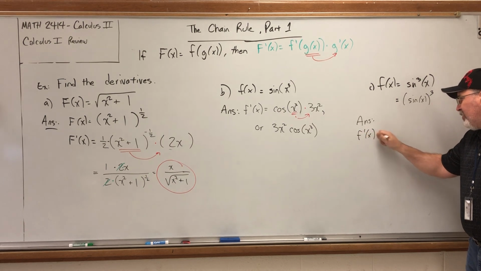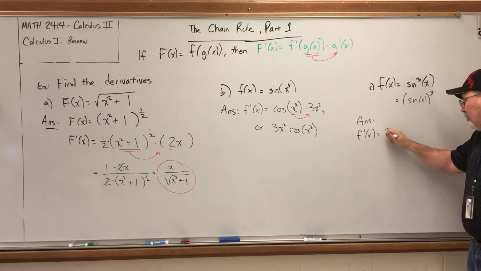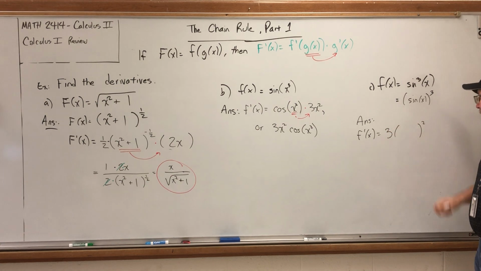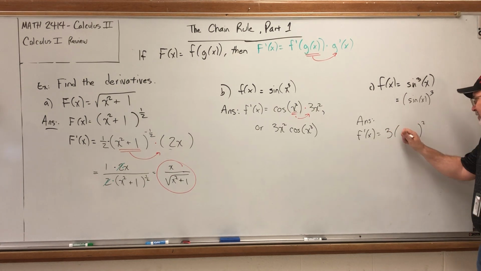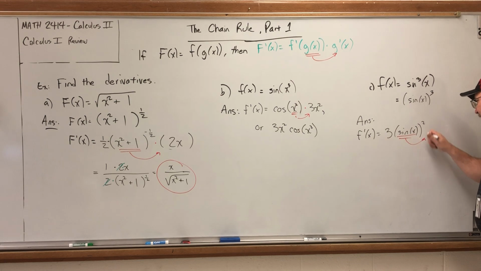Well, just follow the chain rule. Do the derivative of the outside, the derivative of the cube, you bring down the cube and you lower the power to square, leave the inside alone, so the inside is sine of x, but then the chain rule says times the derivative of the inside. Derivative of sine of x is cosine of x. Is there anything we can do to clean this up?